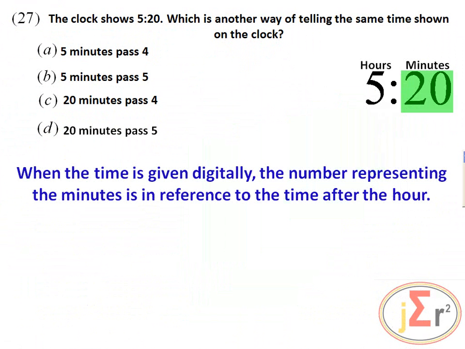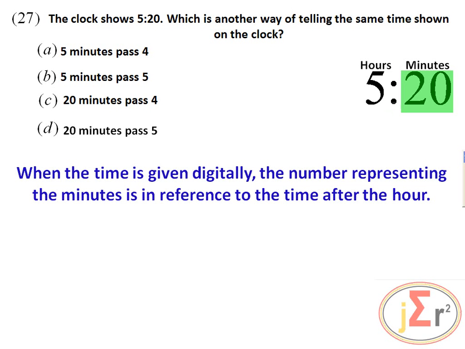When the time is given digitally, the number representing the minutes is in reference to the time after the hour, as we said before. So the clock shows 5:20, which is another way of telling the same time shown on the clock. So which of the options that we have here is another way of telling the time that is shown on the clock? Which one is it, Jerry? Option D. Oh, so 20 minutes past 5.